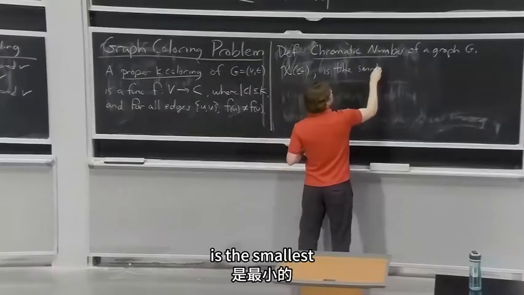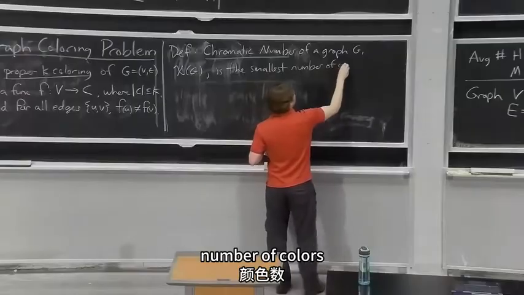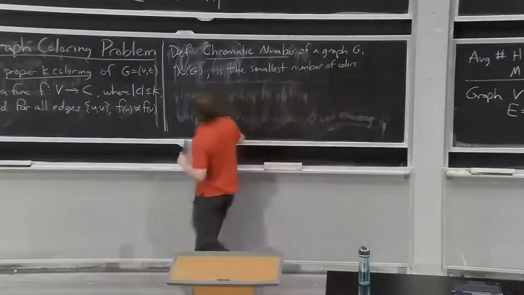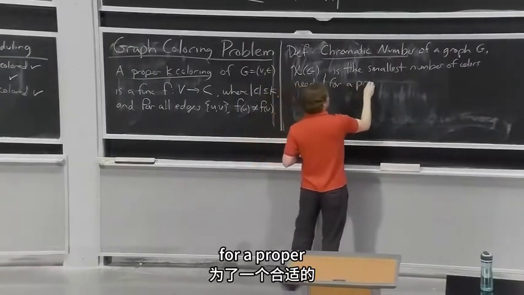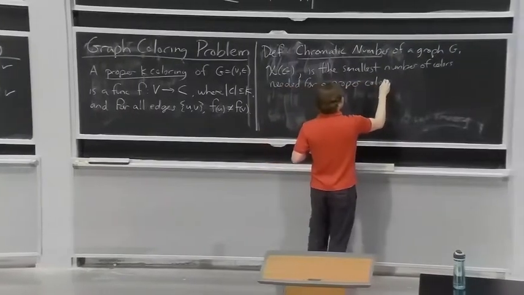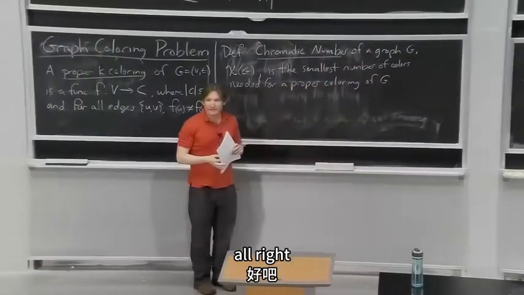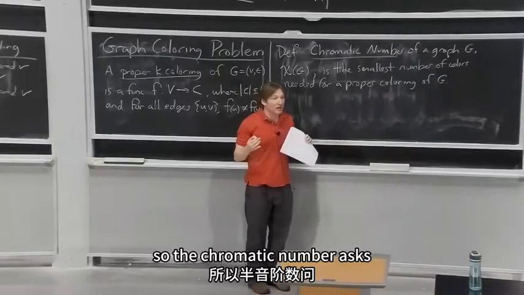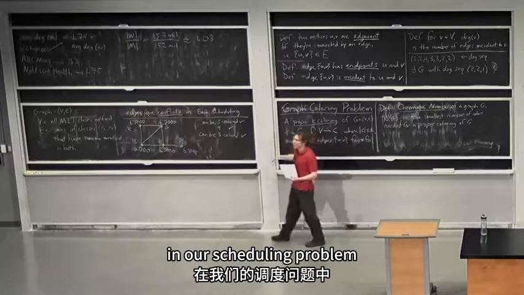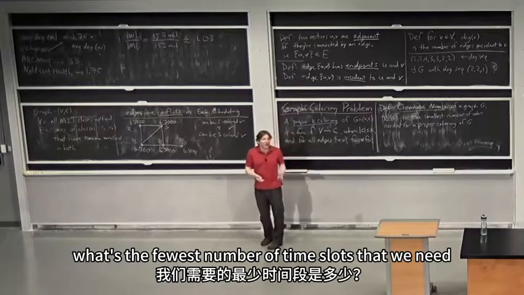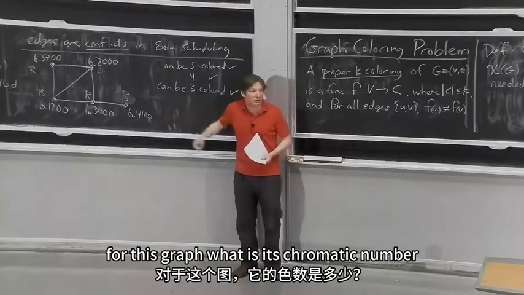Is the smallest number of colors needed for a proper coloring of G. All right? So the chromatic number asks, what's the fewest colors you can get away with? In our scheduling problem, what's the fewest number of time slots that we need to cover all of the final exams? For this graph, what is its chromatic number?